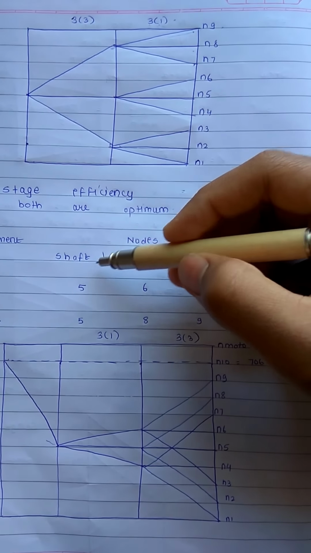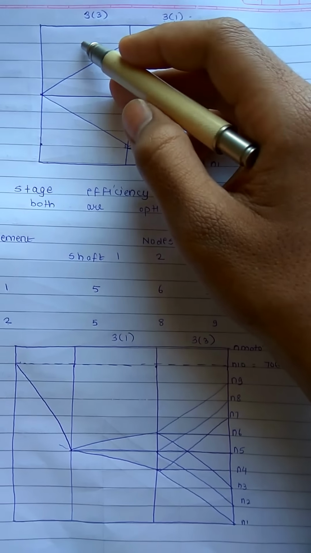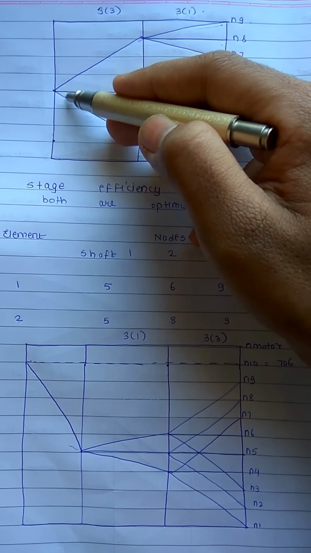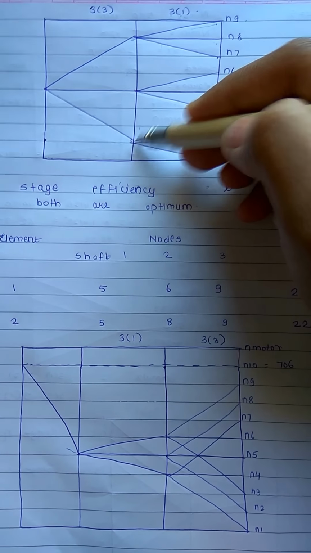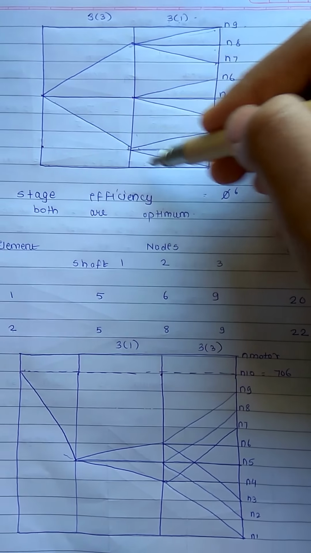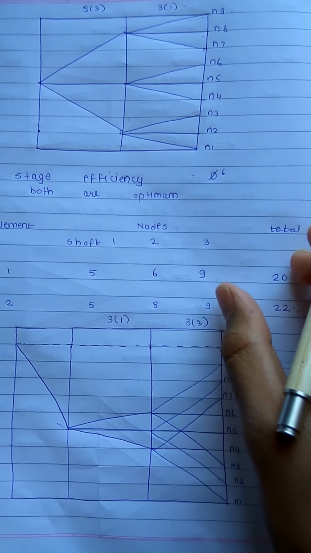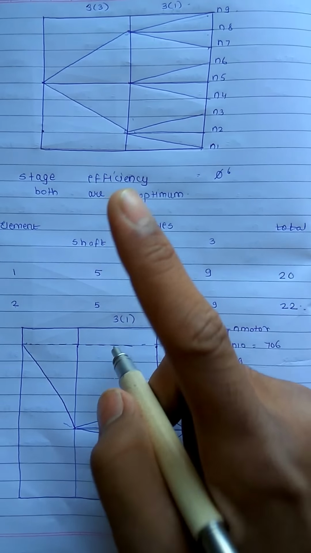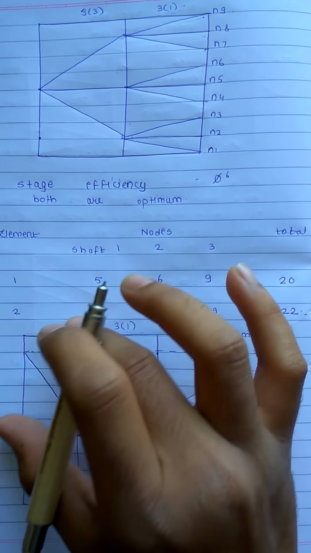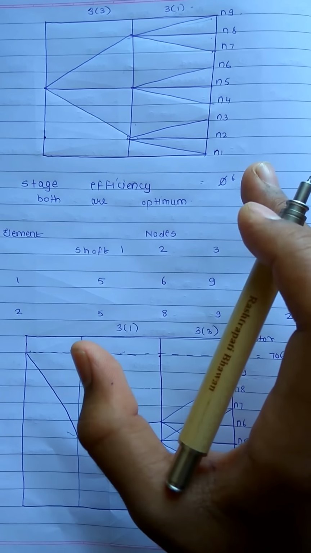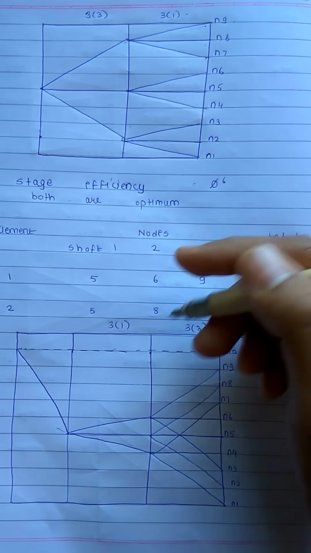Writing it in the table, we get for shaft 1 5, shaft 2 6, shaft 3 9, total will be 20. For the second diagram, 1 2 3 4 5, 1 2 3 4 5 6 7 8 and 9. So 5, 8 and 9. Totaling it should be 22. Now from this we can see the smaller space is required for the first structural diagram. So we'll be using the first formula, that is 3-1 and 3-3, for designing our gearbox. So now the structural formula is fixed and it is the optimum design.